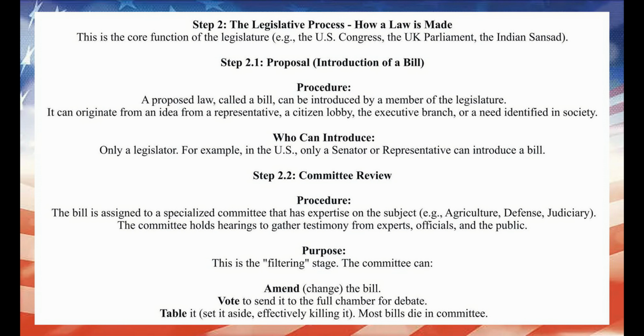Step 2.2. Committee review. Procedure: the bill is assigned to a specialized committee that has expertise on the subject, e.g., agriculture, defense, judiciary. The committee holds hearings to gather testimony from experts, officials, and the public. Purpose: this is the filtering stage. The committee can amend, change the bill; vote to send it to the full chamber for debate; or table it, set it aside, effectively killing it. Most bills die in committee.